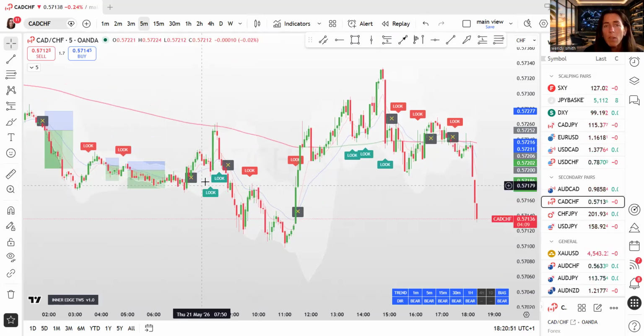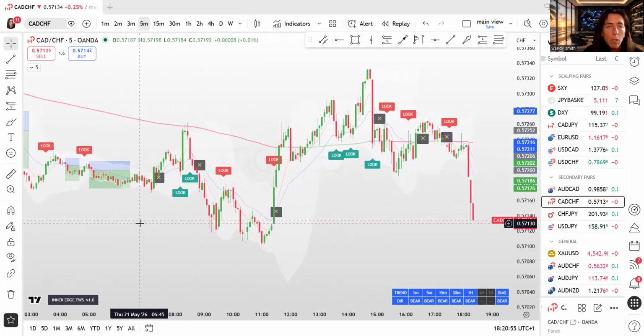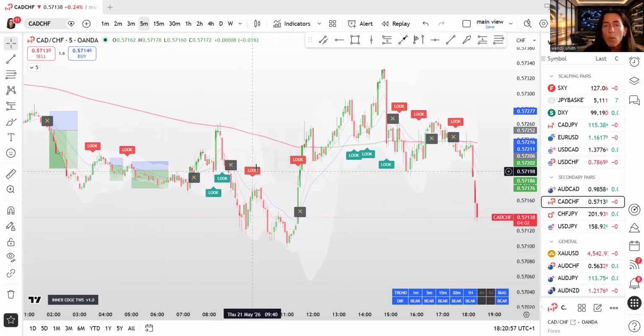So then obviously we don't look at these green ones. These wouldn't normally be showing up. It's just because I've been playing about with the chart and I haven't turned them off yet. So we're still looking for the red ones because we're in sell mode. We're still in sell mode.